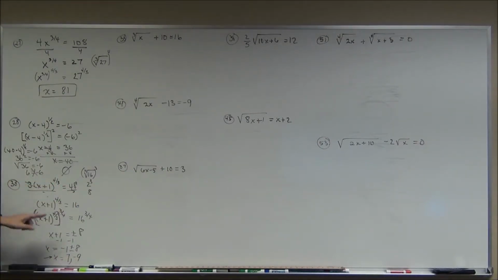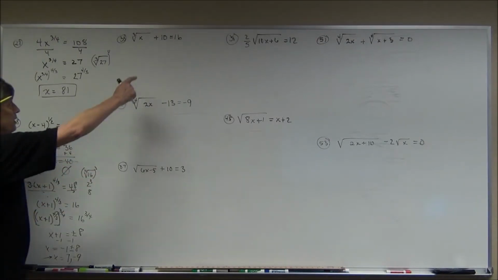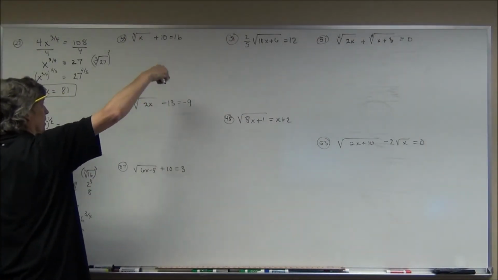Then you plug the negative 9 in. Negative 9 plus 1 is negative 8. The cube root of negative 8 is negative 2, but raised to the 4th power is a positive 16. 3 times 16 is 48. Those are both good answers. No extraneous roots there.